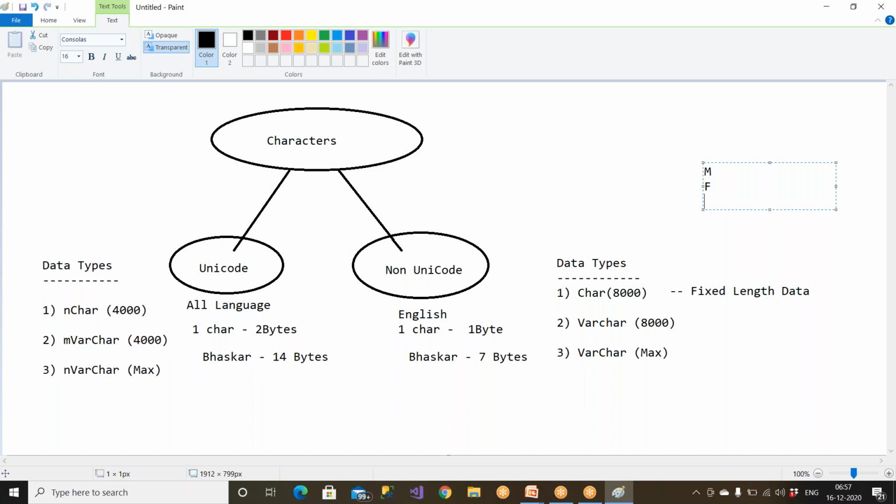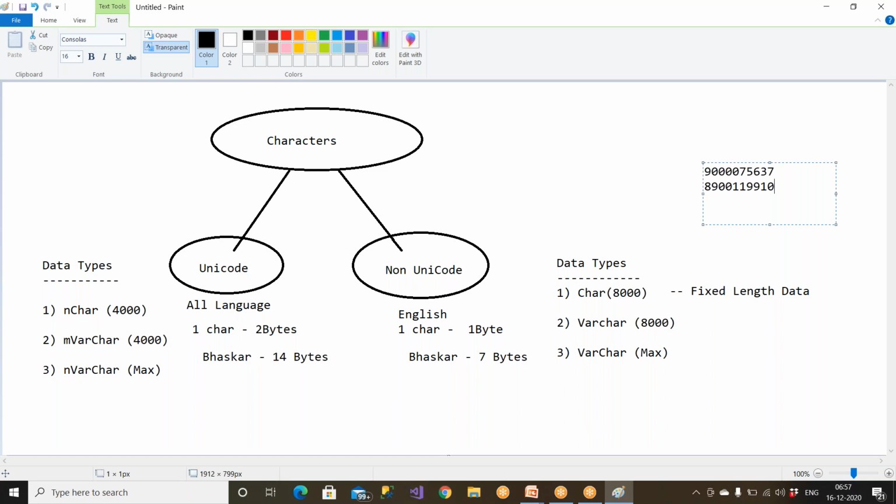Or you'll have male and female. The length is fixed. Male and female length is only one character. Okay, so the length is fixed here. The postal code or the phone number. In India the phone numbers are only 10 digits. Clear? Your phone number, my phone number is not going to have more than 10 characters.